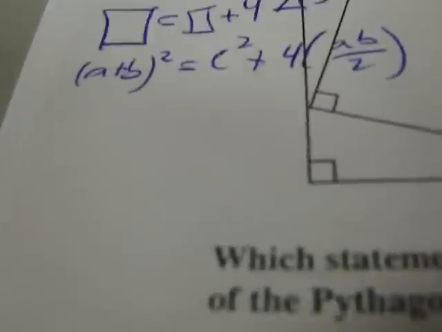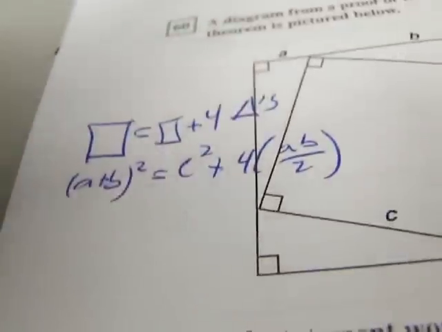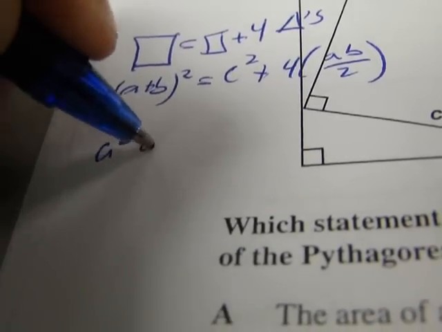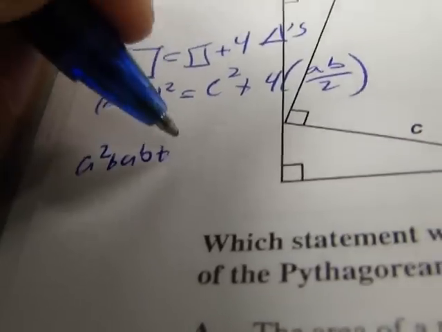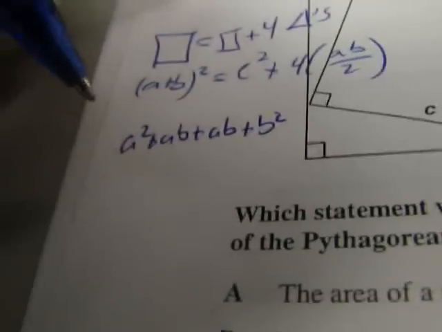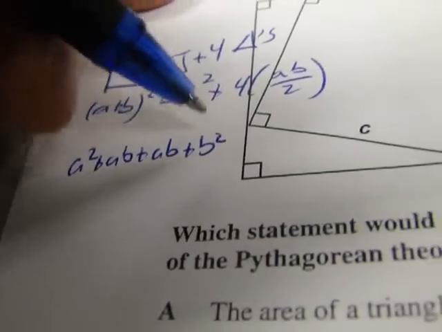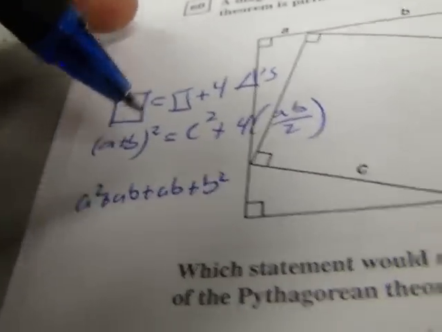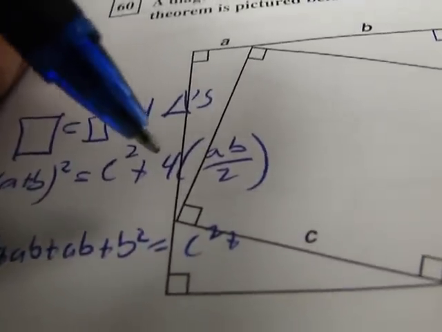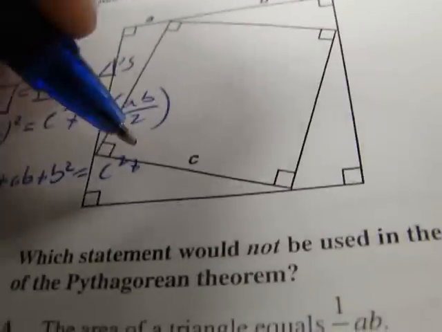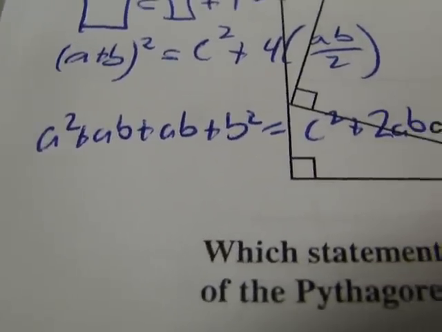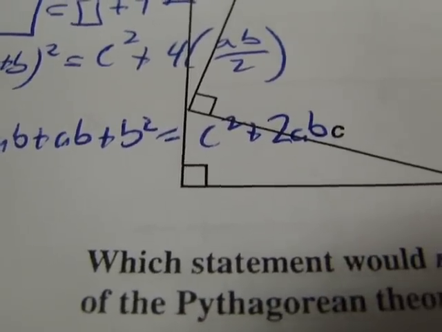Alright, so now we're going to FOIL this out. We've got (A plus B) squared. So A times A is A squared. A times B is AB plus A times B, which is AB again, plus B squared. And that's our FOIL. So A squared plus AB plus AB plus B squared is the area of the big square. And that's going to be equal to C squared plus, we'll do the distributive property here, 4AB over 2 is going to equal 2AB.